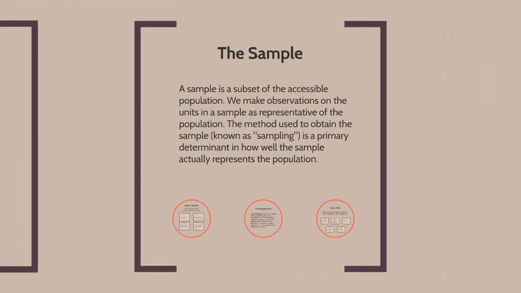So all of this has to do with samples. The type of sample is reliant on the way we sample. Sampling frame is where we can randomly select individuals from. It's basically a list of our accessible population. And then we talked about types of bias and how that can influence our research results.